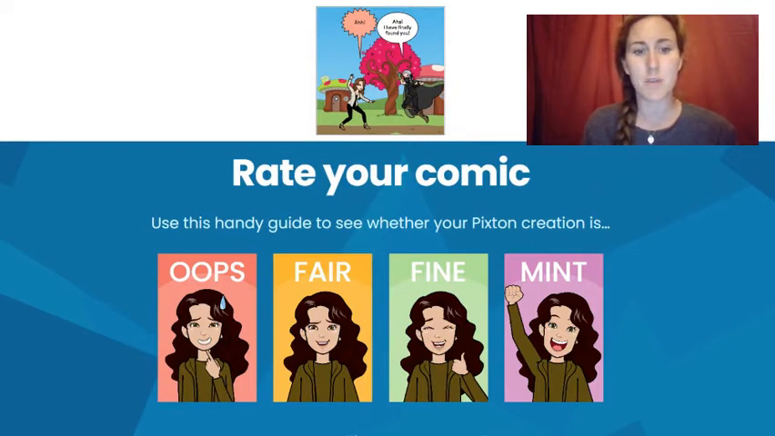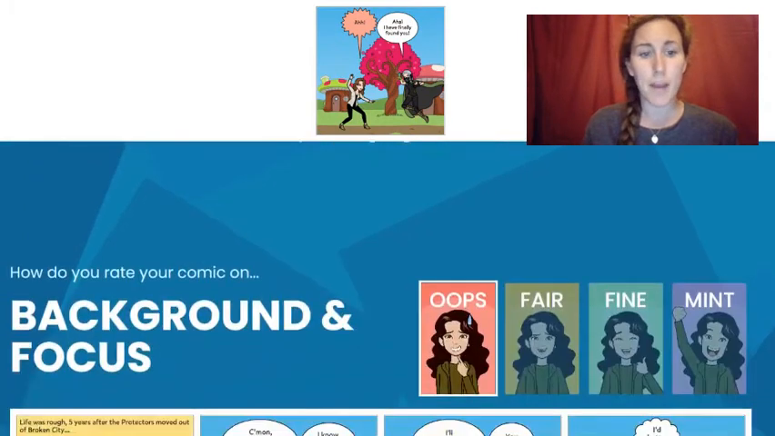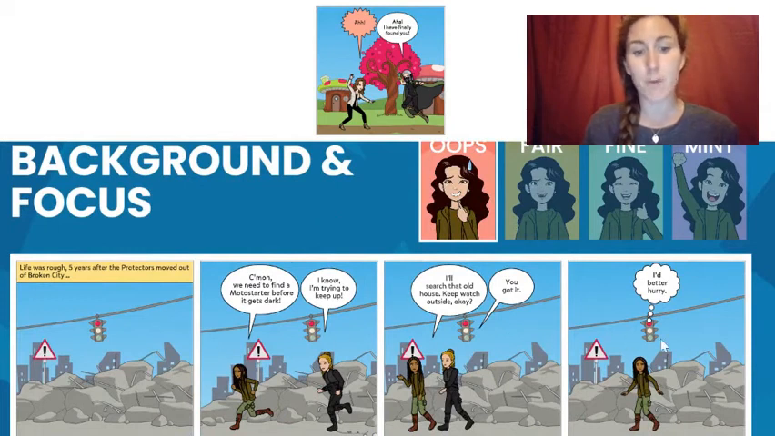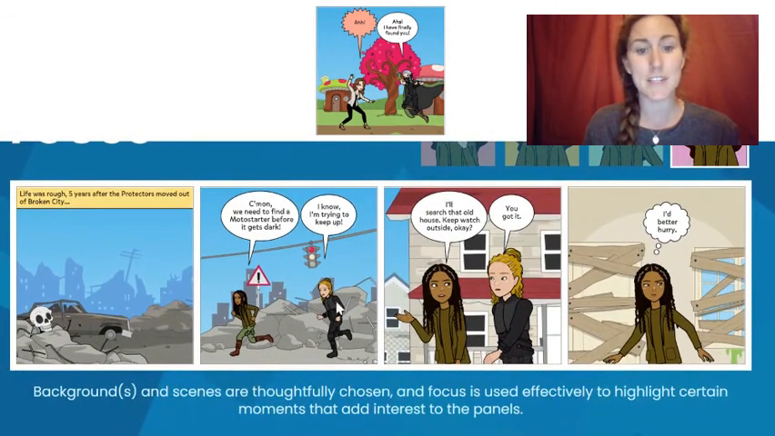You can look at the difference between a comic that is oops all the way to mint. For example, a background and focus rated oops means that there's very limited changes in the background and the focus on the characters doesn't change. In comparison, if we look at mint, we can see the characters are getting closer and the backgrounds are changing as they're moving through their story.